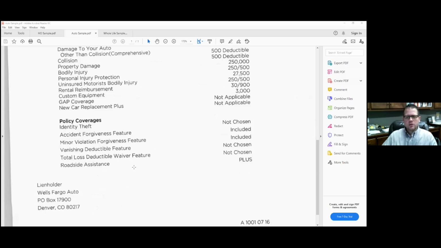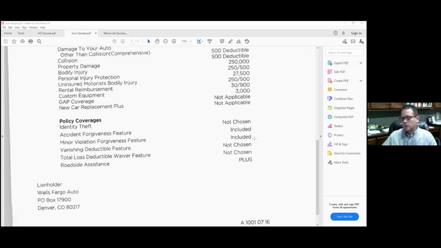Policy coverages. I like how Nationwide lays this out here, just because I wanted to show you some of the TV ads that you see on TV about accident forgiveness, minor violation forgiveness, vanishing deductible, total loss deductible waiver. You see these little gimmicks that are being talked about on TV. And in this case, this particular person has opted to have accident forgiveness and minor violation forgiveness on their policy. They didn't choose the next two down.